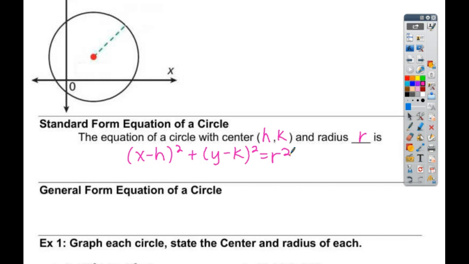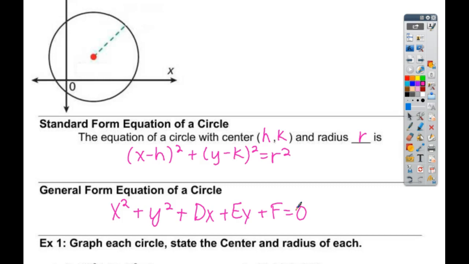So this is in standard form. If we put it with the center and the radius squared, it's standard form. General form is if I multiply this out. And if I multiply this out, I'm going to get x squared. Okay, so this is in standard form. This is in general form. And general form means I multiplied this out, and I got rid of the parentheses.